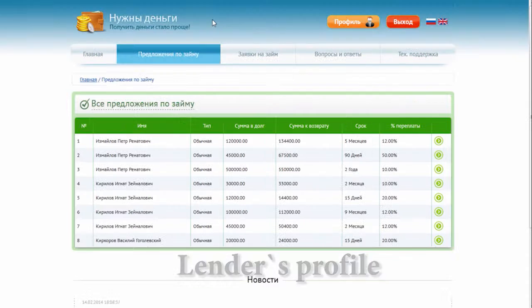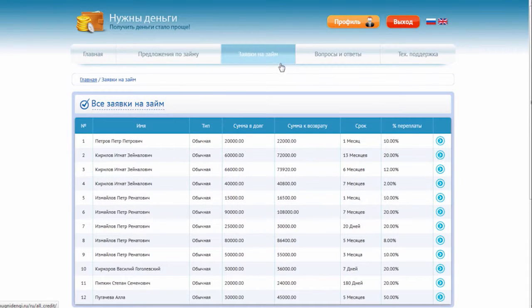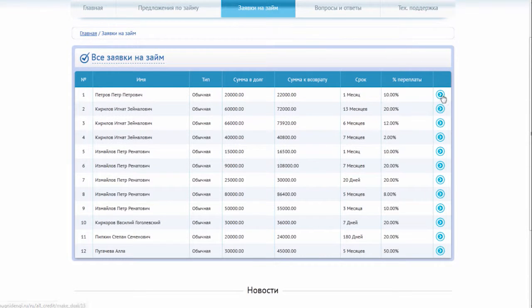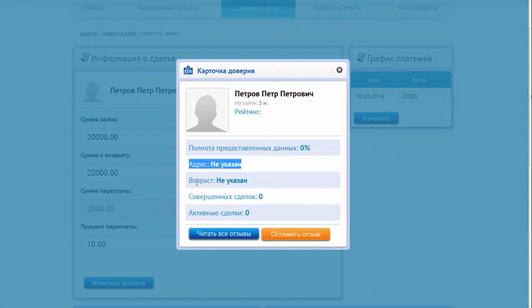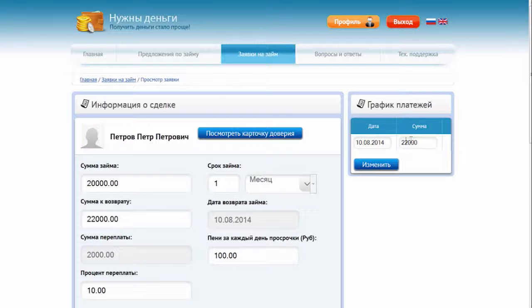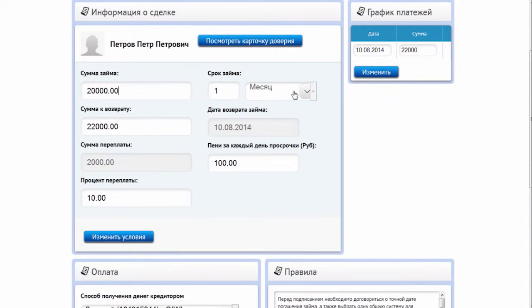We go to the list of loan applications and see the terms of the deal. Here we can see information about the borrower, his or her rating, completeness of the provided data, as well as the credit record. Now we switch to the deal. Here we can change the terms of the deal. By changing the terms, we form a counter offer.